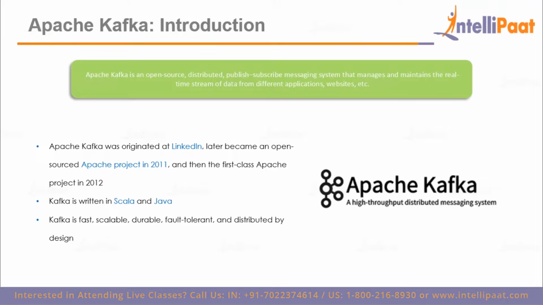So Apache Kafka basically originated at LinkedIn. Now they had a problem to solve where they were dealing with huge amounts of real-time data. So that is why LinkedIn thought of using a publish subscribe messaging system, and they came up with Kafka. Now once they understood how important and valuable Kafka is, that is when it later became an open source Apache project in 2011, and then it became the first class Apache project in 2012. Now just a simple fact. Apache Kafka is written in Scala and Java, and it is extremely fast, scalable, durable, fault tolerant, and distributed by design. So these are some basic features of Apache Kafka.